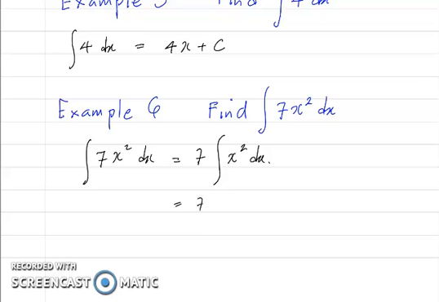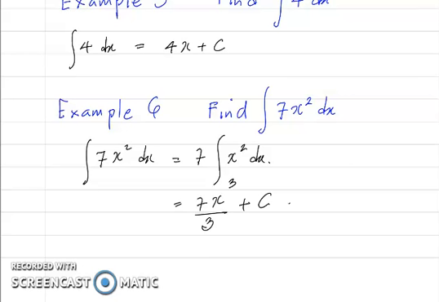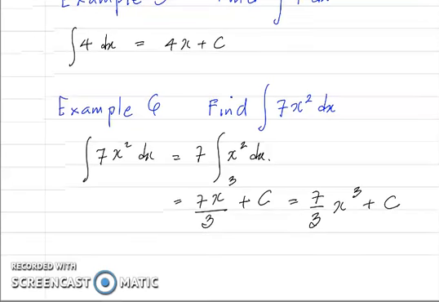So this is 7. When we integrate x squared, we increase the power by 1. This becomes 3. Then we divide by the new power 3, and we add c, which is the constant of integration. If we want, we could write it as 7 over 3 x cubed plus c, which is the same thing.